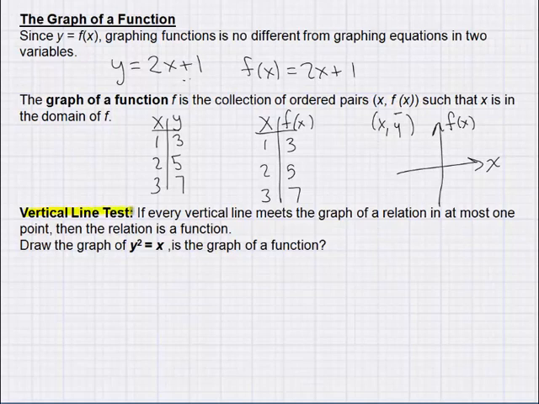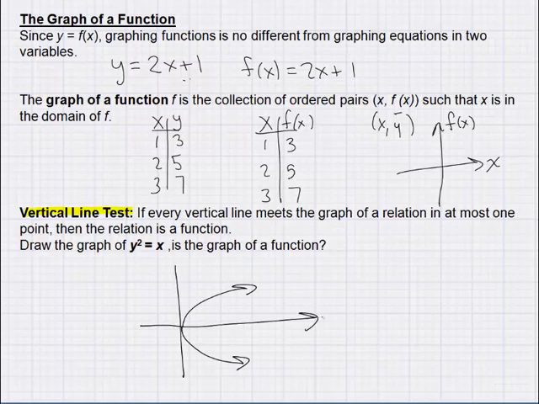The vertical line test says if you put a vertical line anywhere on the graph and it touches that graph at exactly 1 point each time, then that graph is the graph of a function. So if I looked at this particular equation and I was to draw the graph, pick some y's, do an xy chart, that graph ends up looking like this. Here's my x-axis, here's my y-axis.